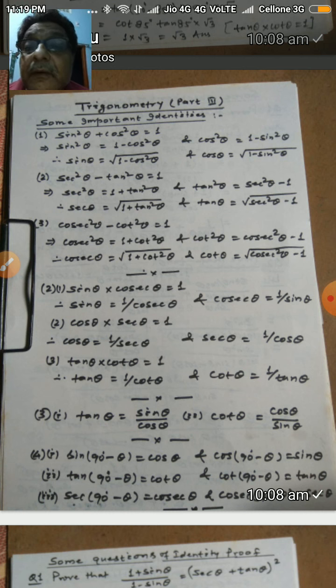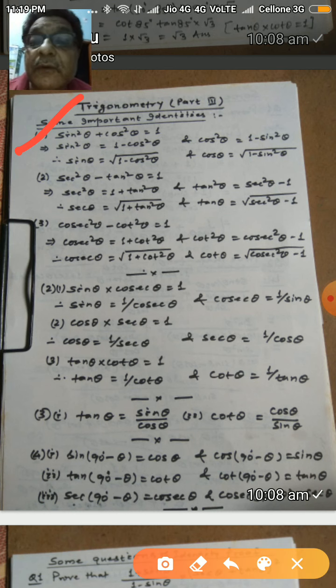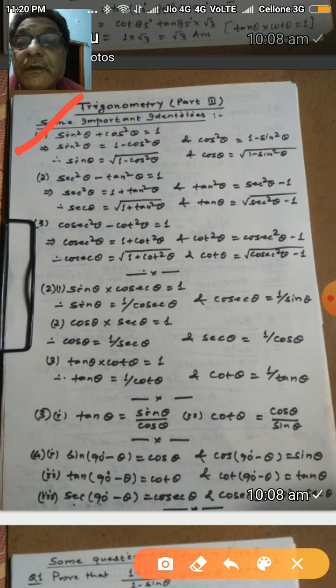First of all, we will see some important identities. The first identity is sin square theta plus cos square theta gives 1. So this is the main identity. From this we will derive sin square theta is equal to 1 minus cos square theta, and cos square theta is equal to 1 minus sin square theta. If we remove the square, then sin theta is equal to under root 1 minus cos square theta, and cos theta is equal to under root 1 minus sin square theta.